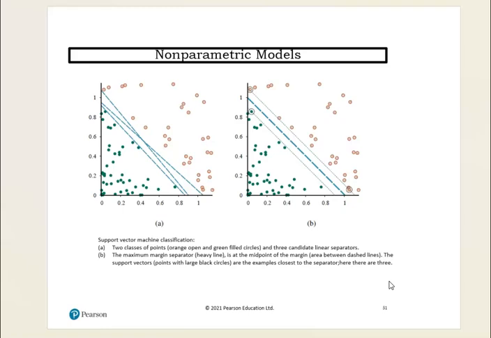So the margin is the width of the area bounded by the dashed line. So this right here, this area is what we call the margin. Okay, and the question now becomes, how do we find this maximum margin separator?